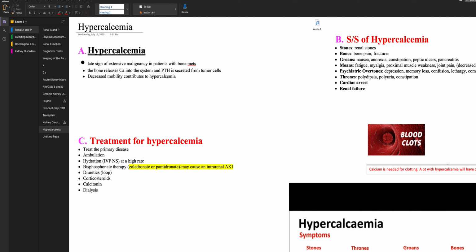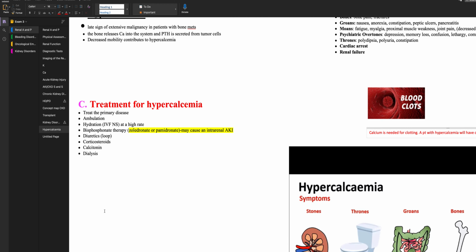Patients with bone mets sometimes are in a lot of pain and can't do that. Hydration, so IV fluids at a high rate. I talked about the zoledronate and also Fosamax, what is the other name for that? I can't think of it right now, but those drugs may cause intrarenal AKI, so watch out for that. So your signs and symptoms, okay?